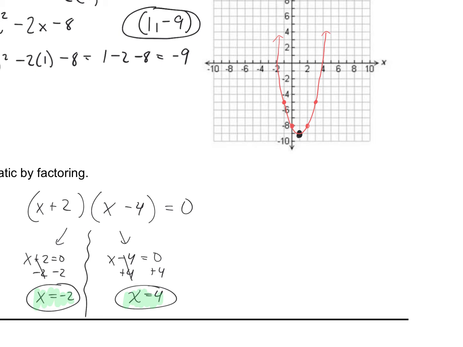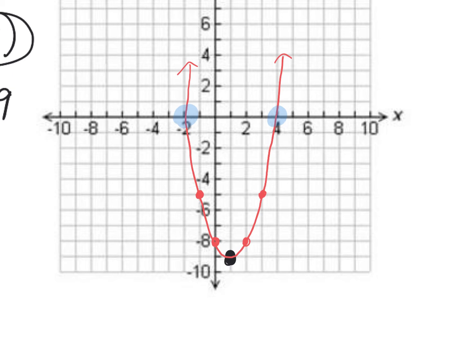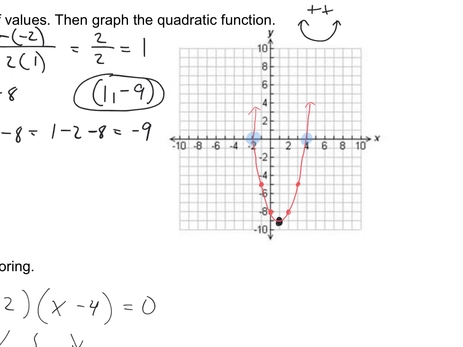All right, well, hopefully you thought about this for a second. X equals -2, I see is right here on the graph. I'm going to use a different color. And then I see x equals 4 is right here on the graph. What you'll notice is our solutions are actually exactly where the graph crosses the x-axis. And that is what we're going to be learning about in this lesson today.